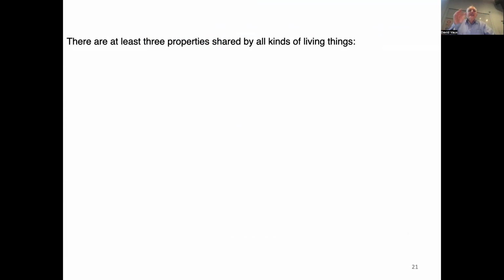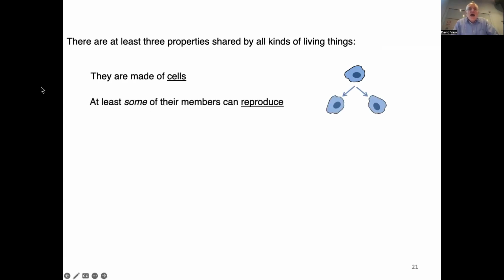So there are at least 3 properties shared by all kinds of living things. So what's your definition of life? One thing is that all living things are made of cells. At least some members of all living things, some of their cells can reproduce. If none of them can reproduce, well, they're not going to live for very long. And the other thing about living things is all living things can be killed. All of them are mortal, i.e. they can die. Now, it's self-evident that cells will die if some process needed to keep them alive is inactivated.